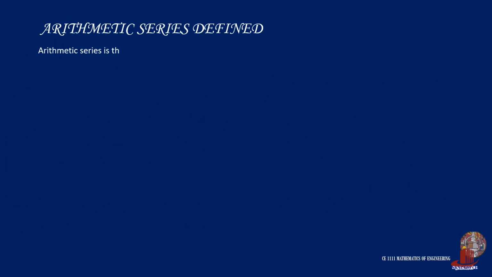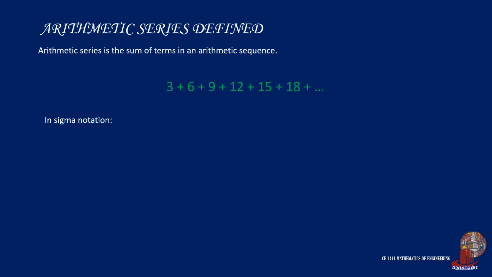In number patterns, the word series means the summation of terms in a sequence. In notation, this is written with a plus sign between the terms. And in sigma notation, S sub n, or the summation of terms until the nth term, is shown with the sigma symbol with the rule, which is commonly in its general formula.